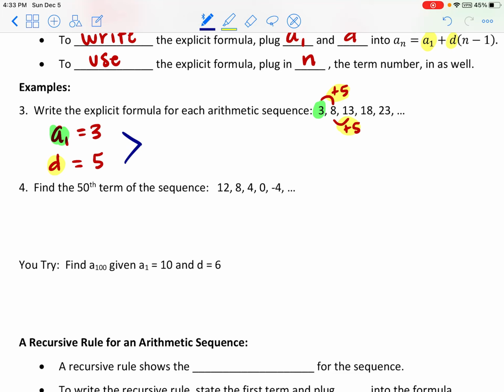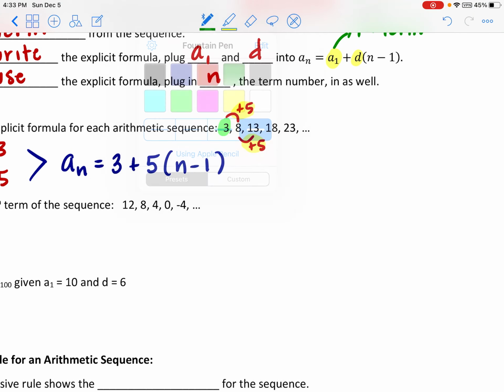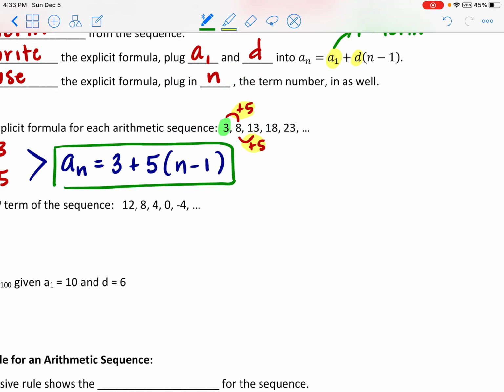Once I have those two terms, again, I'm just plugging them in. So the explicit formula says a sub n, which is going to represent any term in that list, is going to be equal to a sub 1, which we said is 3, plus our common difference, which we said is 5, multiplied by n minus 1. And that would be a perfectly acceptable way to leave that formula. So if you wanted to give that as the answer, that would be totally acceptable. However, this is something that we could simplify.